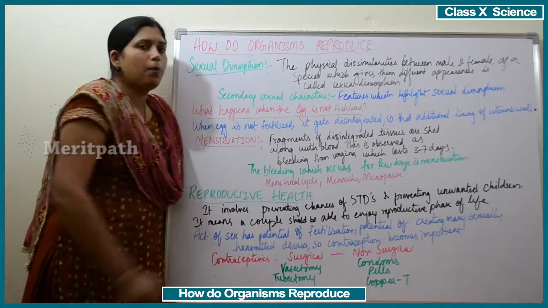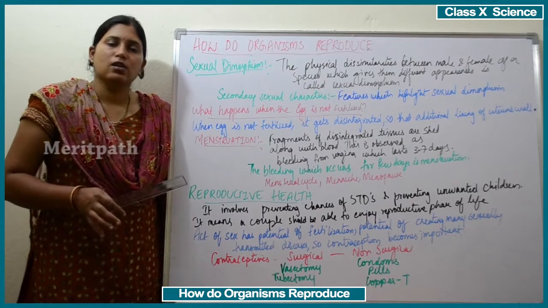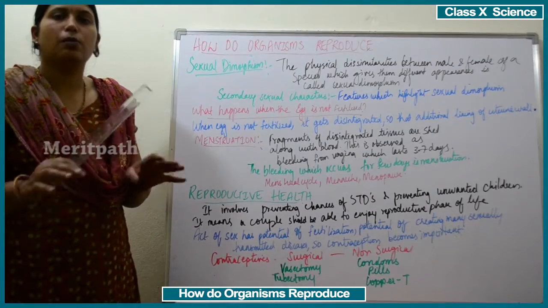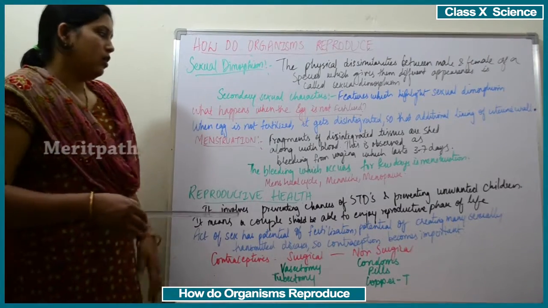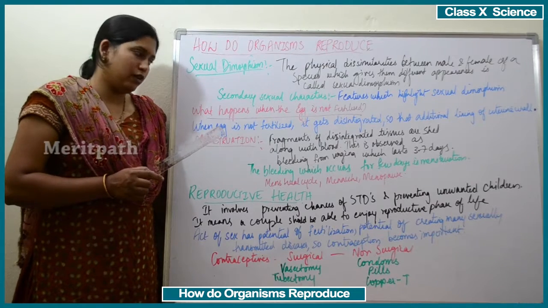And then what is menopause? Menopause is the stopping of the release of these eggs. It occurs around 40 to 45 years of age, when the eggs stop being released from the ovary. So that is about what happens to the egg when it is not fertilized.